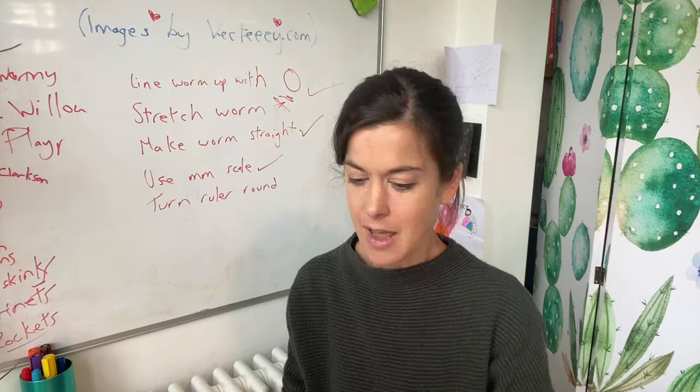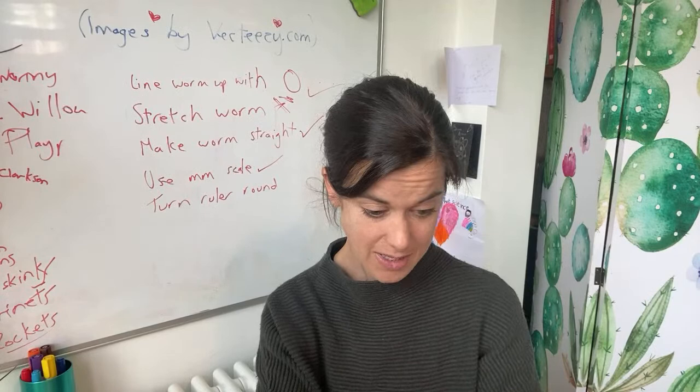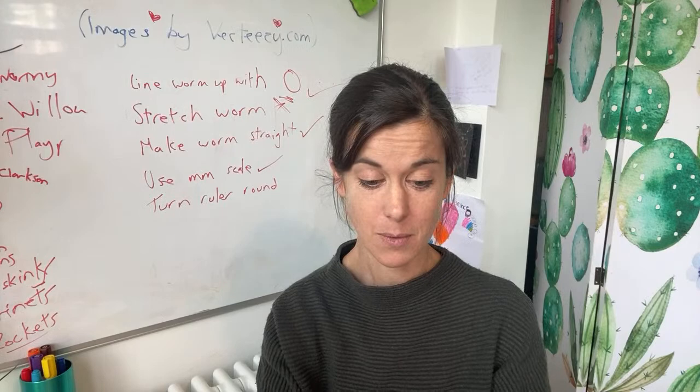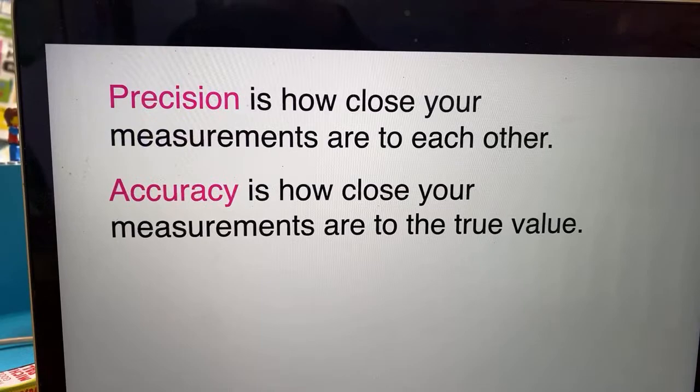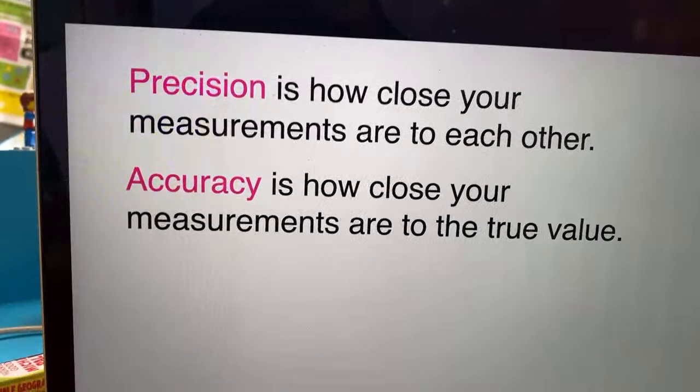And explain the difference between accuracy and precision in your own words. Well, I'm just hoping that you could do that, because I can't give you the answer, because then they would be my own words. But just for a recap, precision is how close your measurements are to each other, and accuracy is how close your measurements are to the true value. Accuracy is how right you are. Precision is how similar your results are.